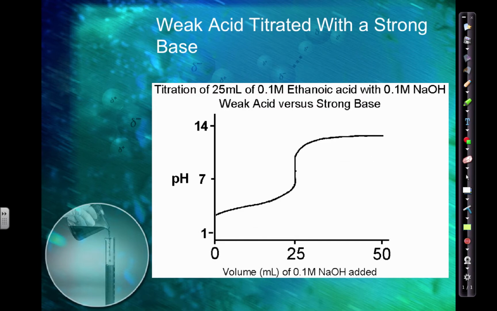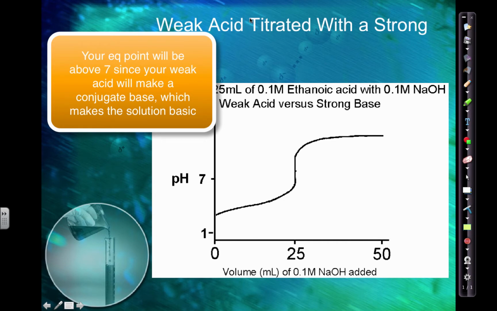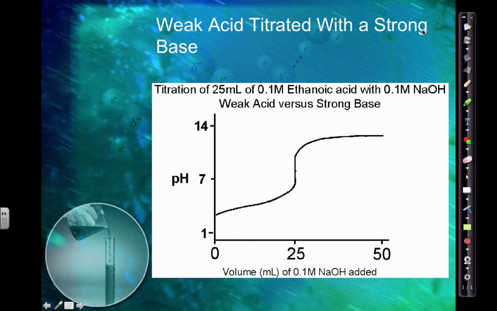All right, so let's look at what it would look like if I had a weak acid and I titrate that with a strong base. So my pH will still end up low, but it's not going to be as low, and it's going to end up high, so closer towards 14, and my equivalence point will be above 7. So we have a strong base here, so my equivalence point will be basic. It'll be above 7.